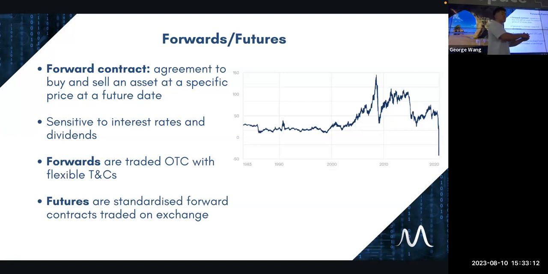Now, what if it's the same scenario, and between now and 3 months there are very, very high interest rates? Would that make the forward's price go up or down? Patty, you again?